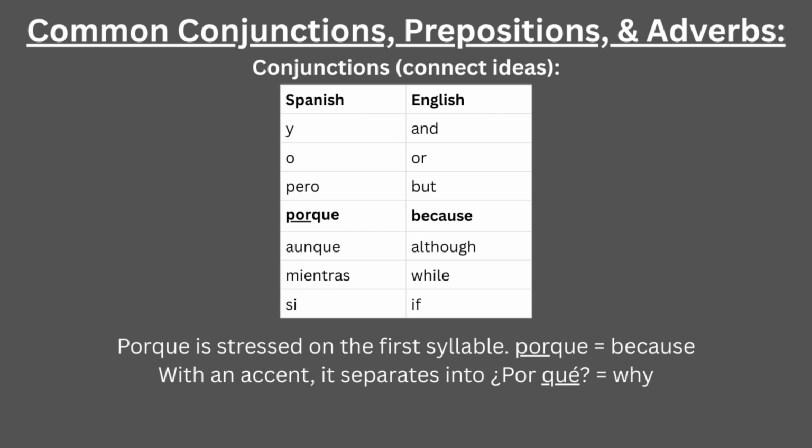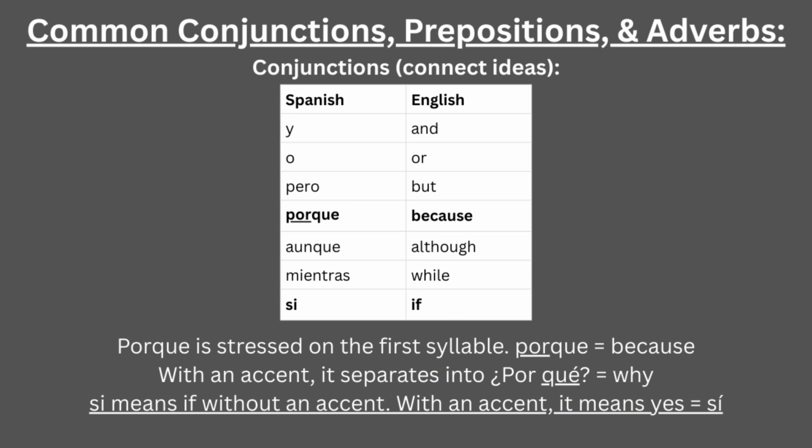The word porque, because, is stressed on the first syllable, but with an accent it would separate into por qué, why. Porque is because. Por qué is why. Additionally, the word si means if, without an accent. With an accent, the word is sí, yes. The two are homophones, and the accent distinguishes them.